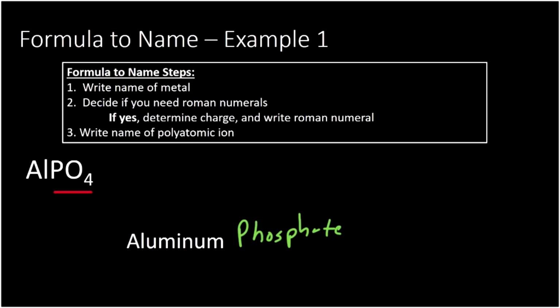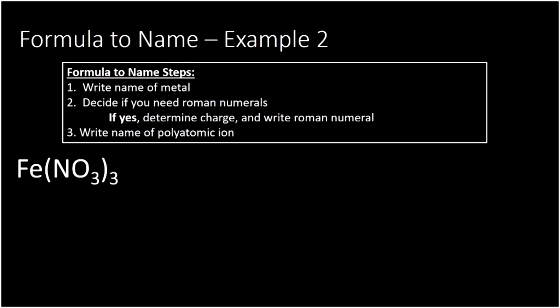Okay, let's do another example. Here we have Fe(NO3)3. That's what those parentheses mean, there are 3 of those. Notice again, we have more than 2 elements. And so we know, hey, we have a polyatomic ion. We need to write the name of the metal, Fe. By the way, if you don't know the name of Fe, you can go look that up on a periodic table. And you'll see right below Fe is written iron.